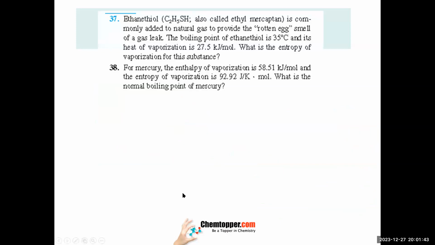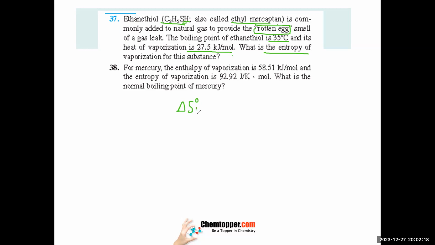Let's see this question. Ethane thiol, which is also called ethyl mercaptan. You need not worry about the names. It's a thiol, a sulfur containing compound. You know, rotten eggs have a very different smell. That smell is due to sulfur, this SH. The boiling point is this. Heat of vaporization is this. What is the entropy of vaporization?